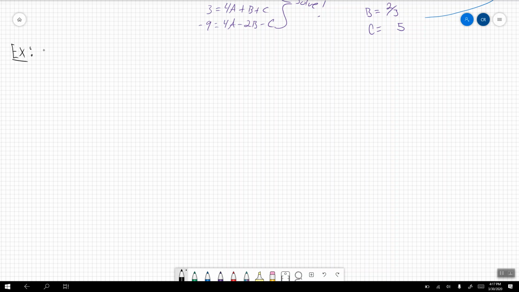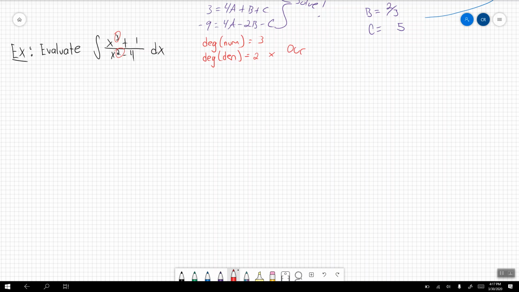On this next example, we're going to evaluate the integral of x cubed plus 1 divided by x squared minus 4, and that's all dx. So again, we first check the degree of the numerator versus the degree of the denominator. Degree of the numerator, 3. Degree of the denominator, 2.